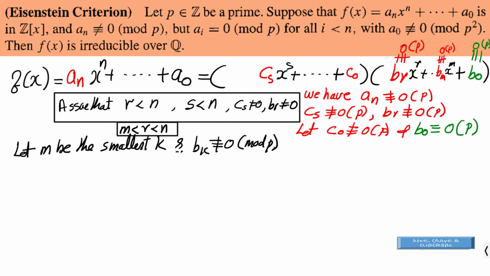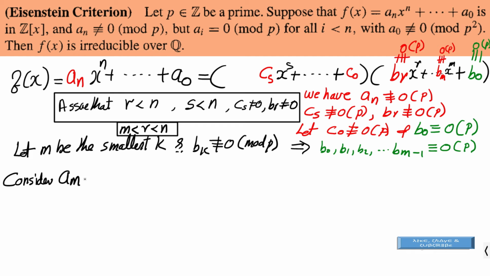So let m be the smallest k such that bk is not congruent to 0 mod P. So this means that all these B0 to Bm, that is B0, B1, B2, etc. up to Bm minus 1, are congruent to 0 mod P. And what about Bm? Bm is not congruent to 0 mod P. Now we can consider Am.